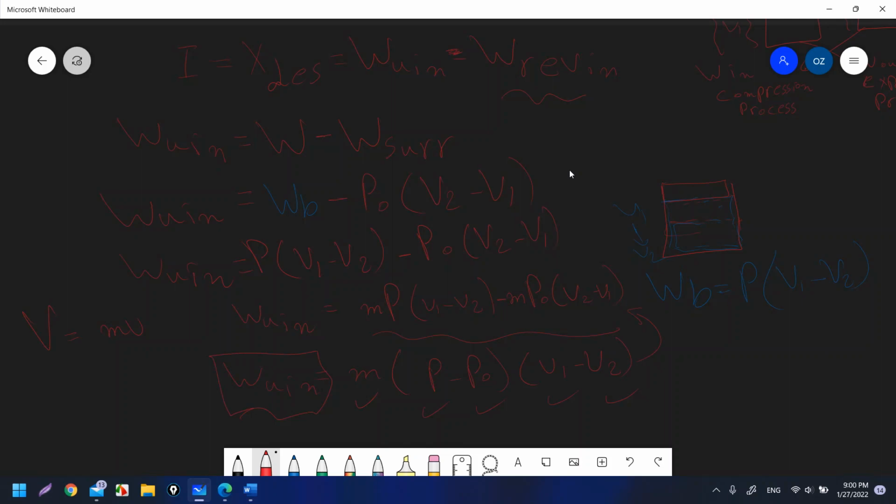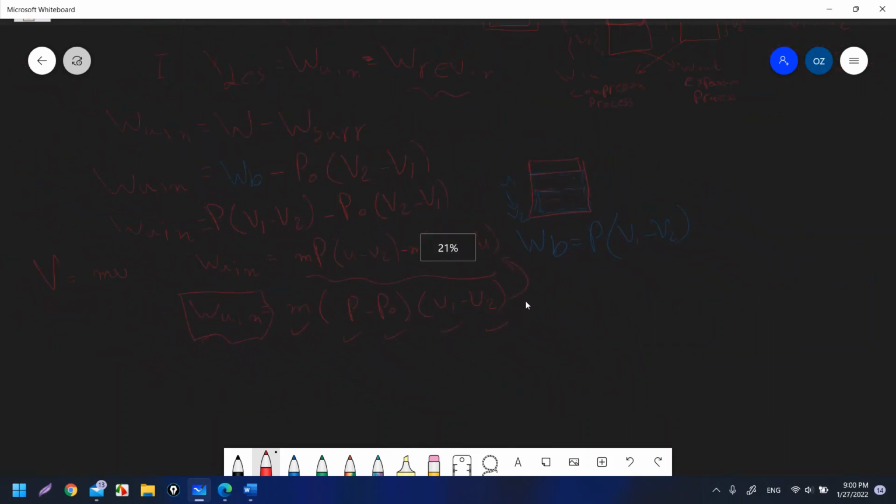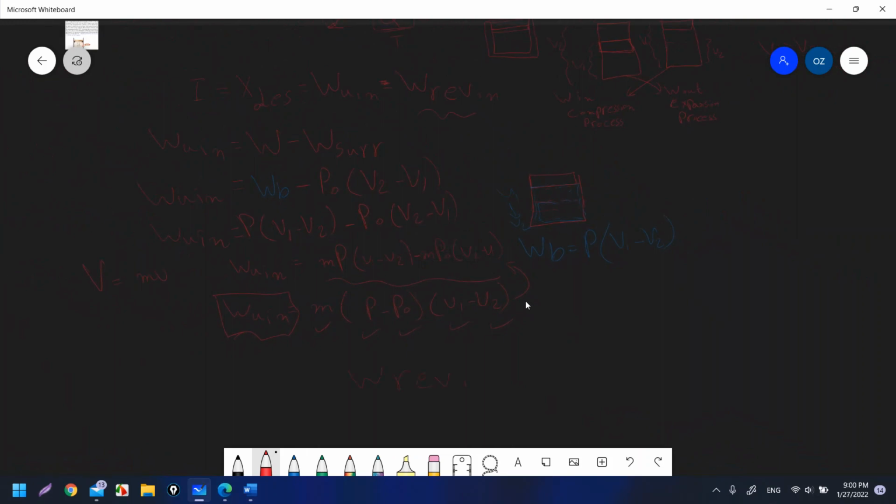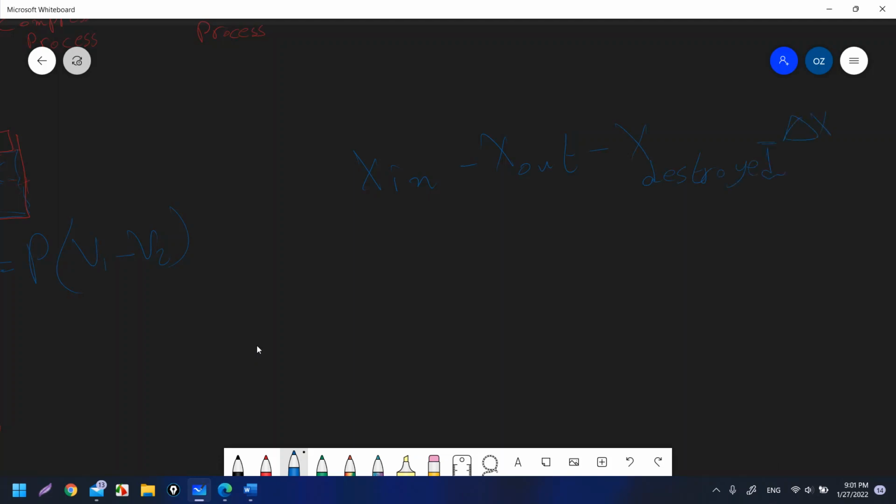The remaining is the work reversible in. Work reversible in, how can I find it? I have to use the exergy balance. Exergy balance is X in minus X out minus X destroyed equal to delta X system. When we say reversible work, there is no exergy destroyed. So always when we say reversible work, this term is cancelled.